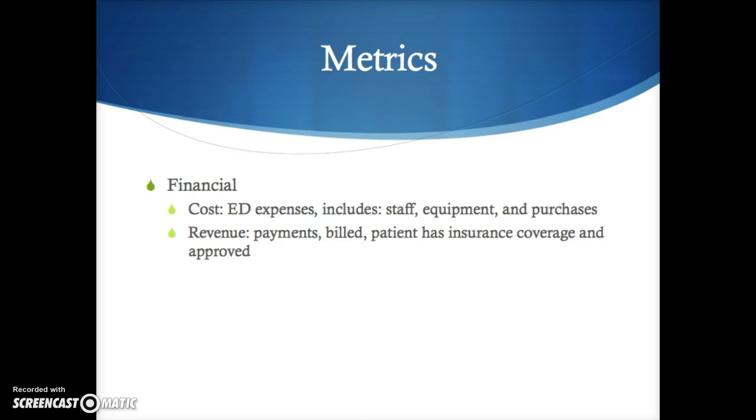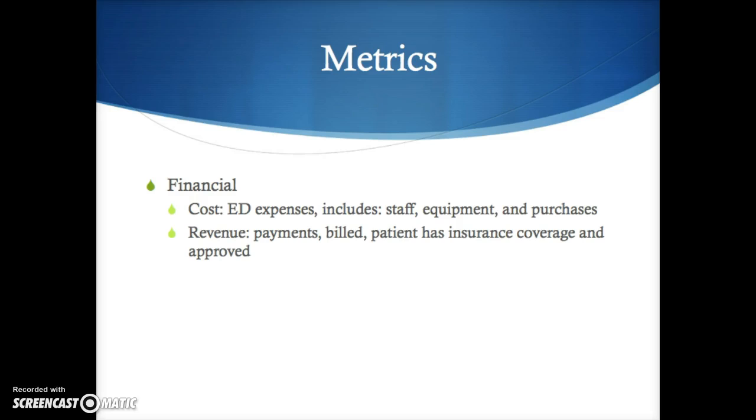And in a hospital, you also have financial metrics, and this is broken down into cost and revenue. Cost characterizes ED expenses, which is going to include staff salaries, equipment expenses, and consumable purchases. These are relatively straightforward to measure, although it requires some accounting to associate expenses with individual patients.